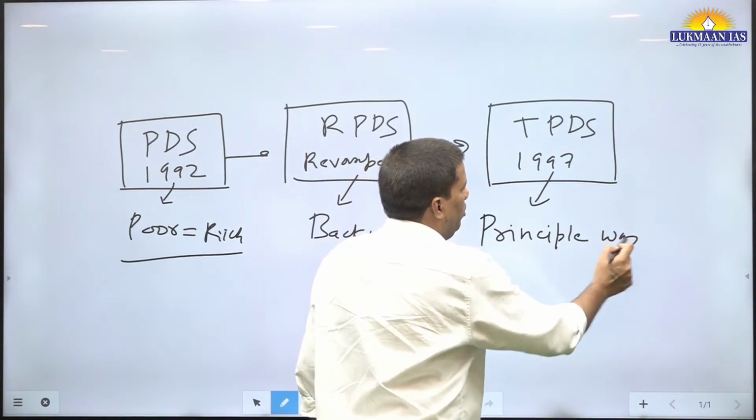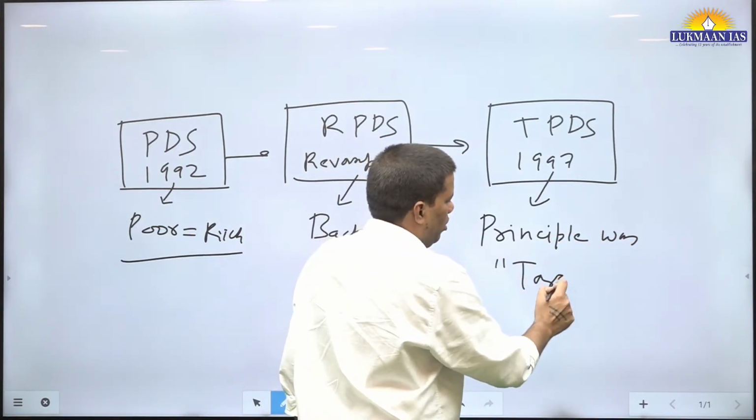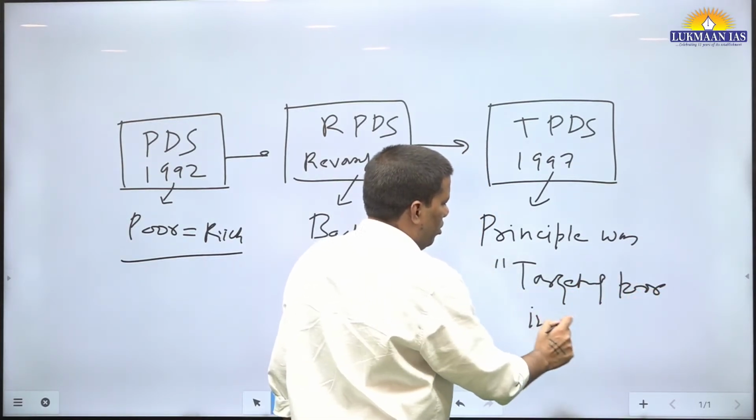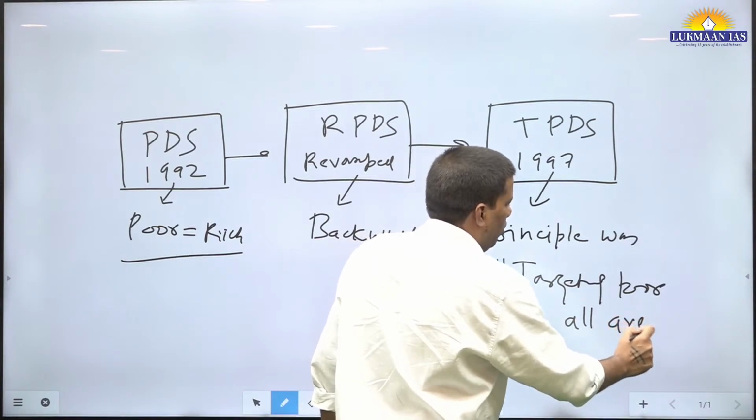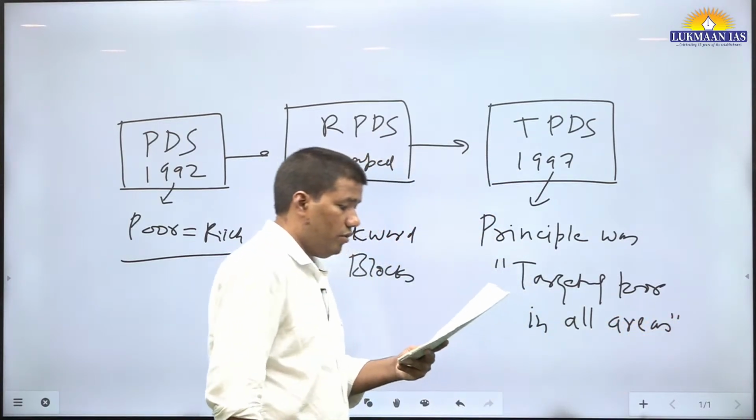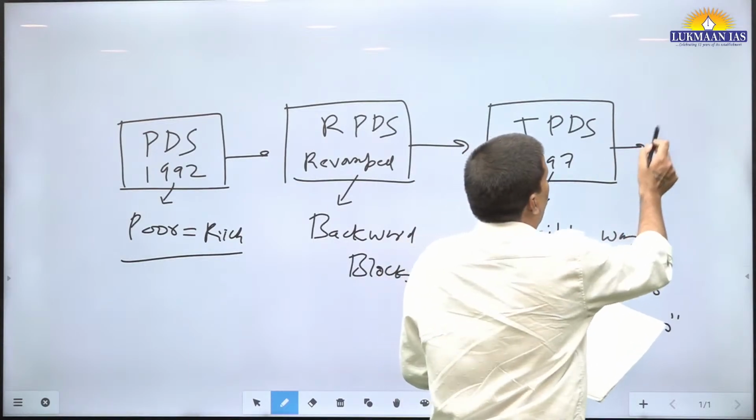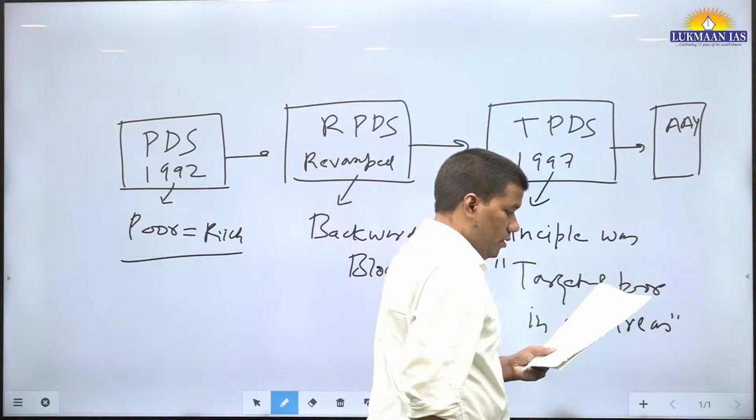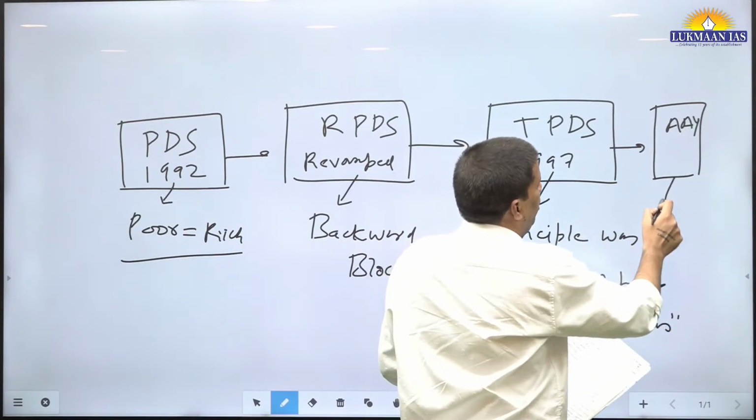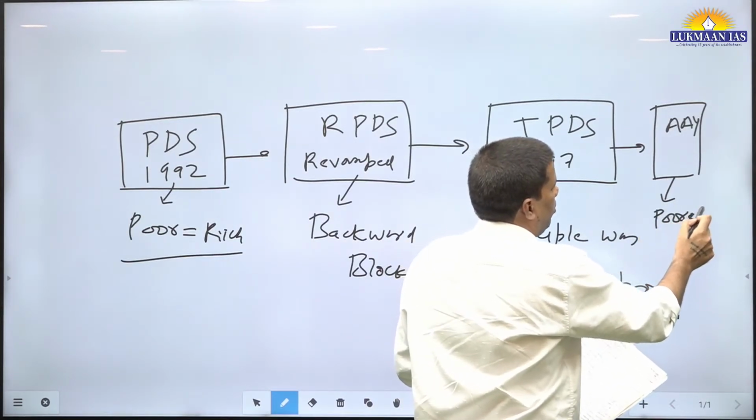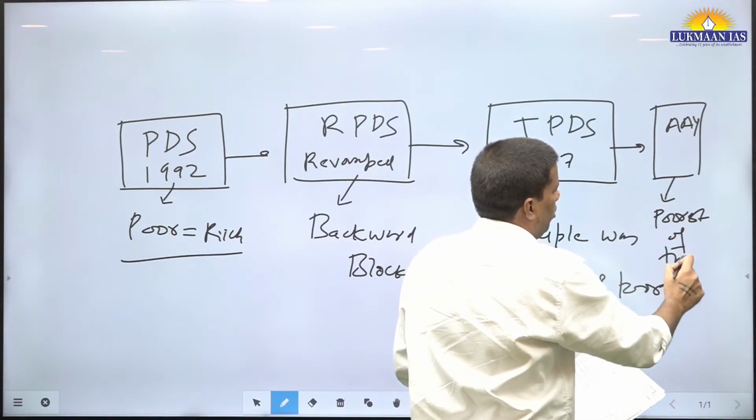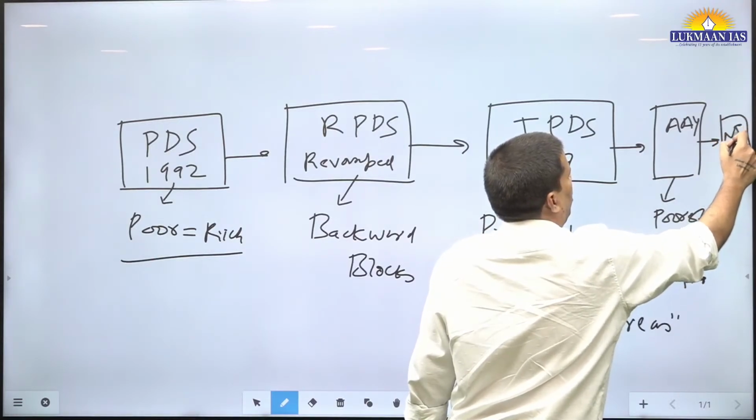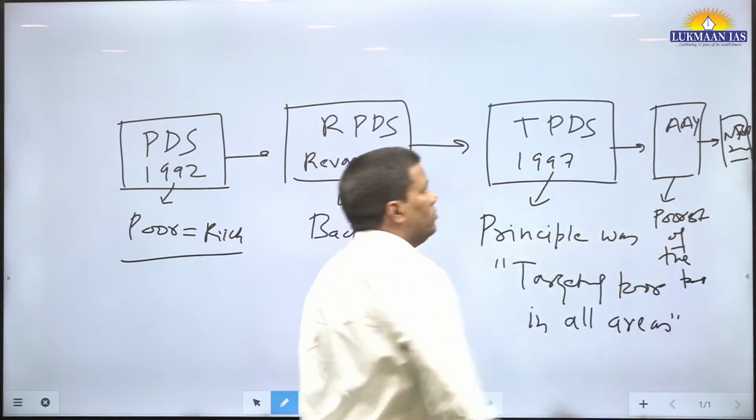Its principle was targeting the poor in all areas, right? Then came your Antyodaya Yojana, Antyodaya Anna Yojana, right? That is the poorest of the poor. Poorest of the poor. And then last, National Food Security Act, National Food Security Act 2013.